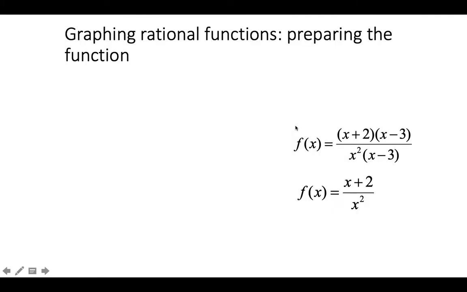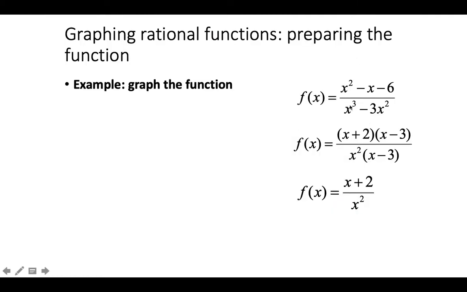So let's begin. Let's say this question is given: x squared minus x minus 6 divided by x cubed minus 3x squared, and we have to graph this function. There is some simplification possible.